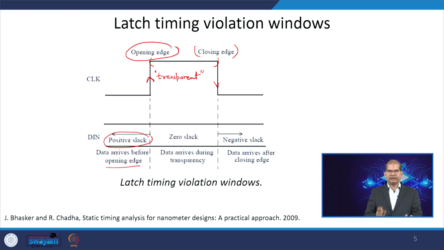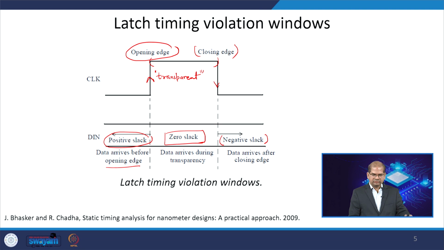If data D2 arrives to latch 2 earlier than the rising edge of the clock, then you have a positive slack. And if your data arrives inside the positive half cycle, your latch is transparent during that time, and your slack is 0. And if your data arrives after the falling edge of the clock pulse, then we have a negative slack. Negative slack means that your system may fail. Your system will not satisfy your setup requirement and it will fail.